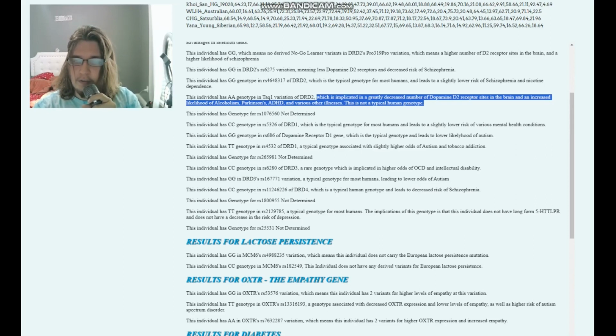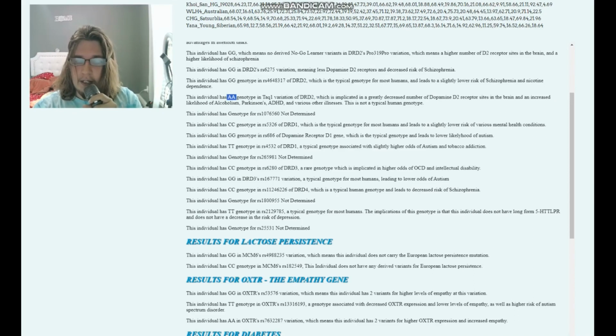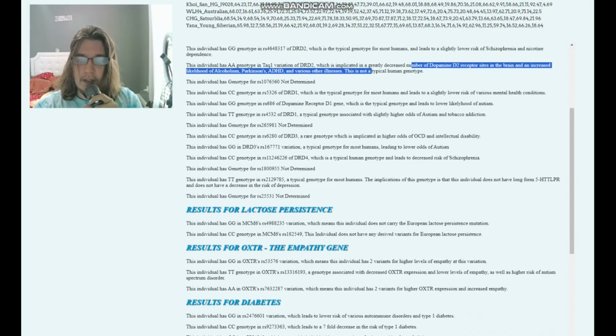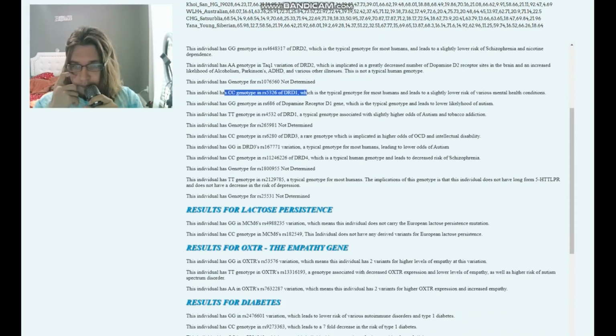So for gorillas, it's typical to have AA here, and in fact, I've never seen a gorilla or any kind of monkey with anything other than AA in this variation, and it leads to a decreased number of dopamine D2 receptor sites in the brain and increased risk of alcoholism, Parkinson's, ADHD, and various other illnesses. Right, so let's move on to this variation of DRD1, which is the typical genotype for most humans and leads to slightly lower risk of various mental health conditions.